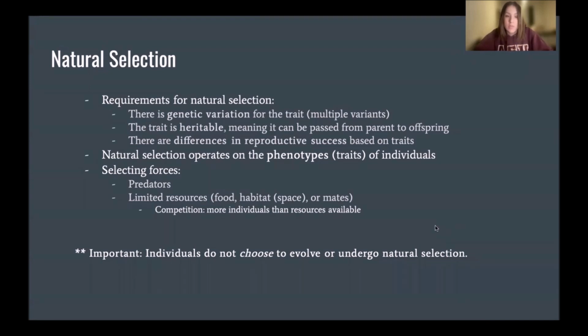So selecting forces are predators, limited resources such as food, habitat, or mates, and this leads to competition, so there may be more individuals than resources available. And something important to remember is that individuals do not choose to evolve or undergo natural selection.